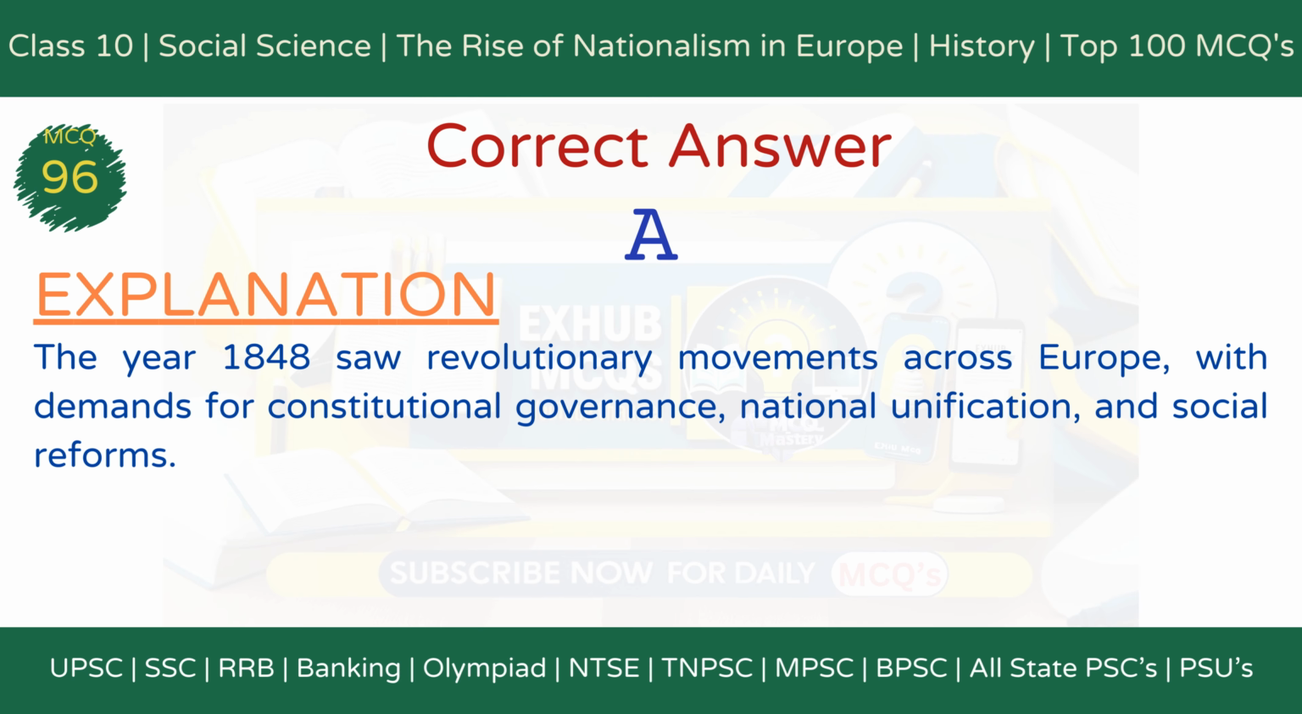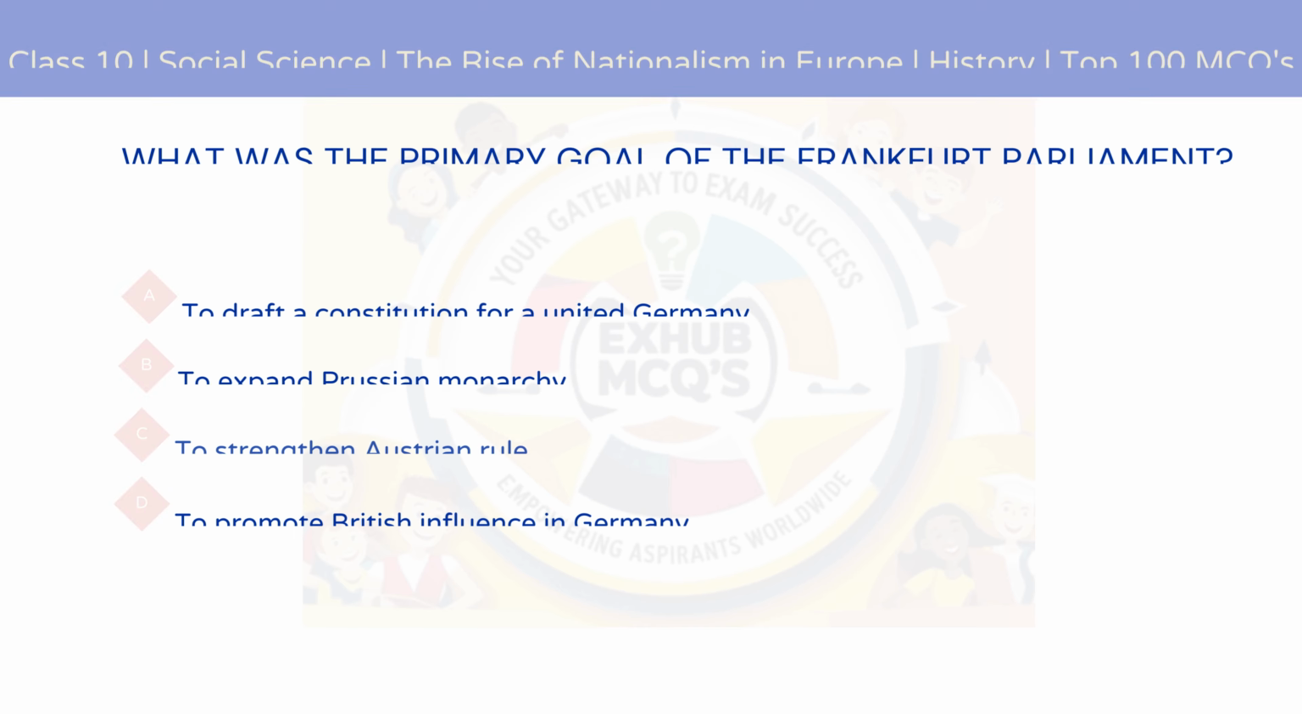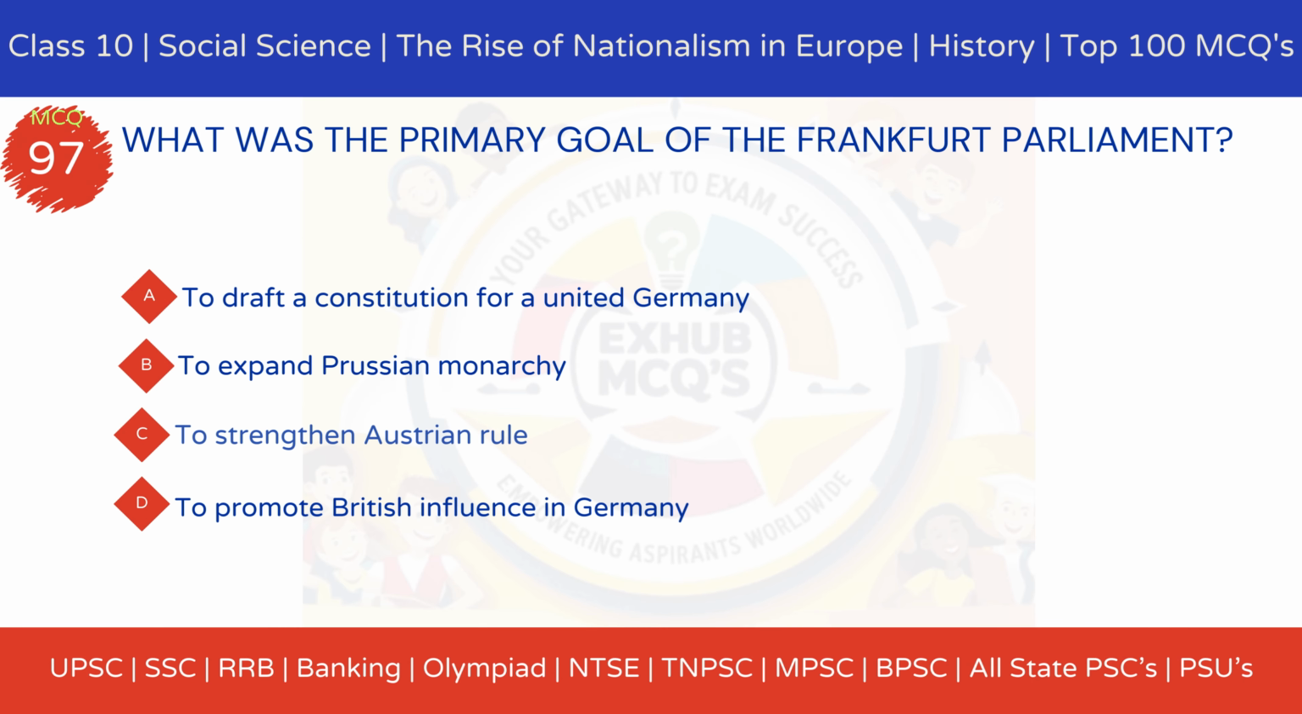The correct answer is option A. It witnessed widespread nationalist and liberal revolutions. Explanation. The year 1848 saw revolutionary movements across Europe with demands for constitutional governance, national unification, and social reforms. MCQ 97. What was the primary goal of the Frankfurt Parliament?